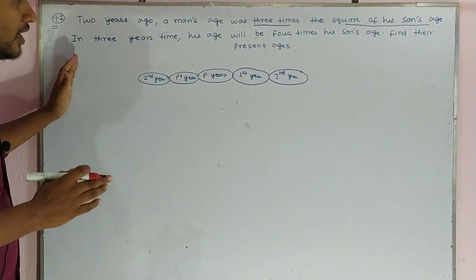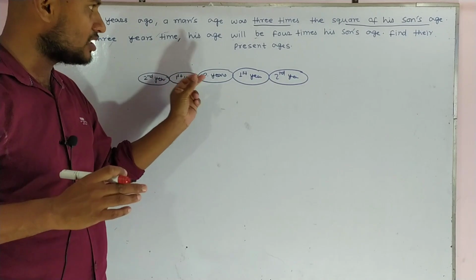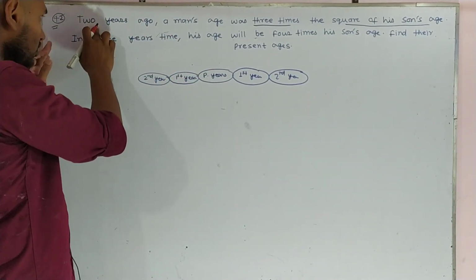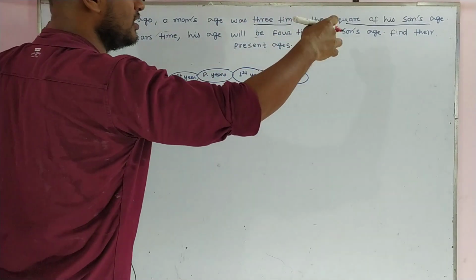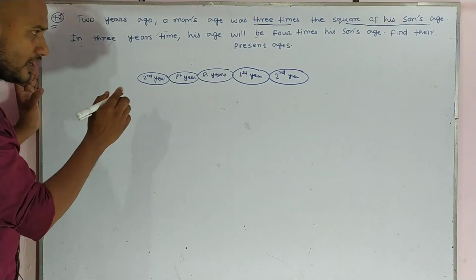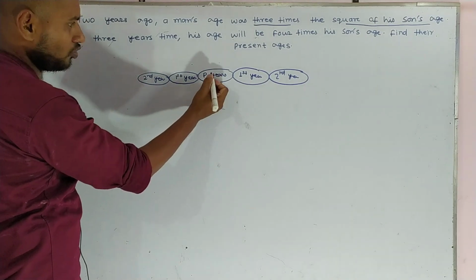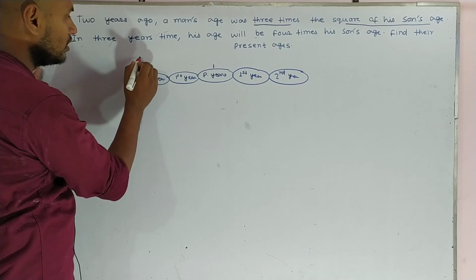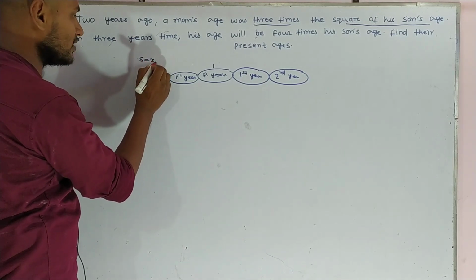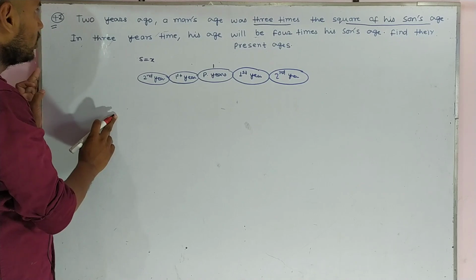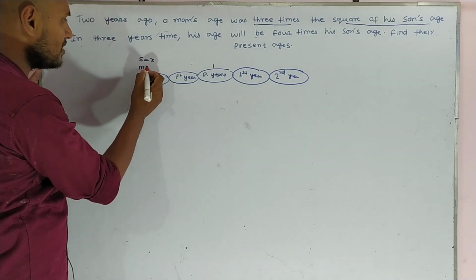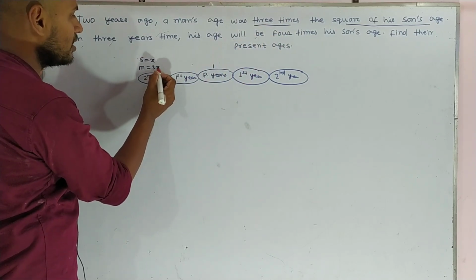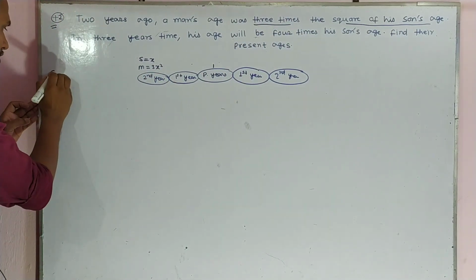We have to assume here not the present ages of the father and son, but we are going to assume that 2 years ago the son's age is X. So the man's age becomes how much? The man's age becomes 3 times the square of the son's age. So let us see the solution of this question.